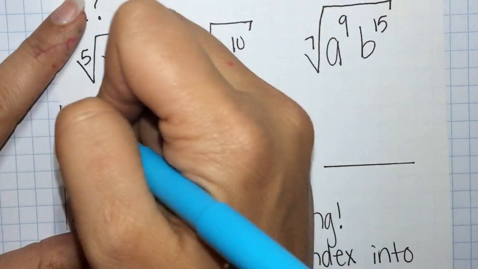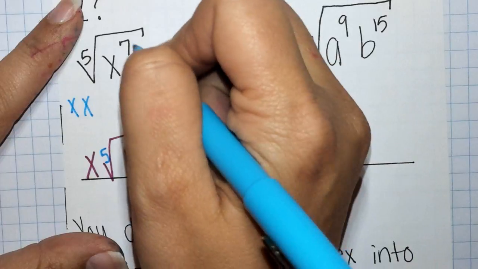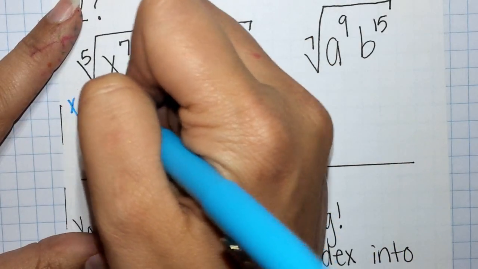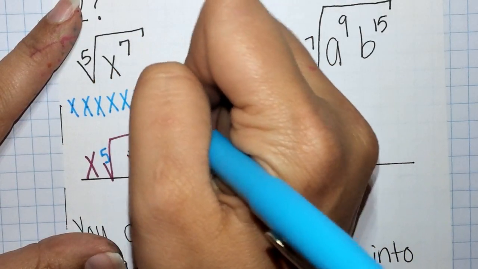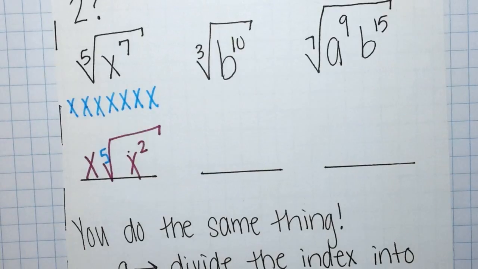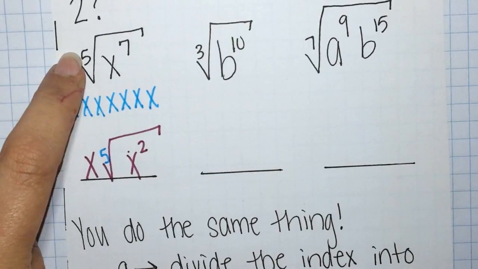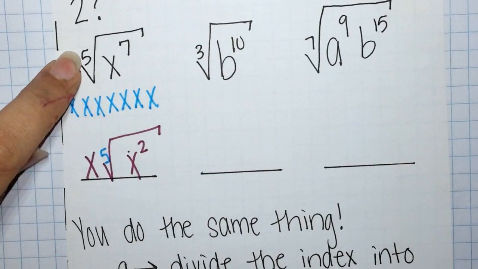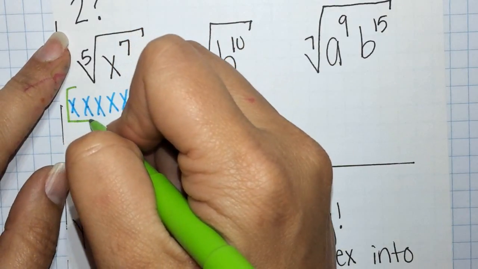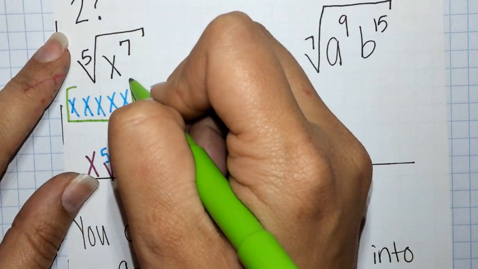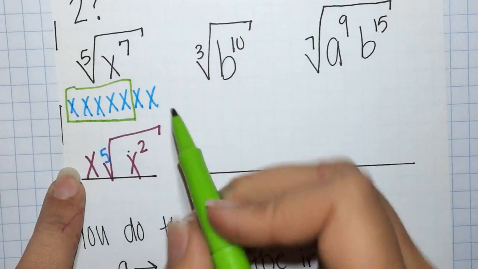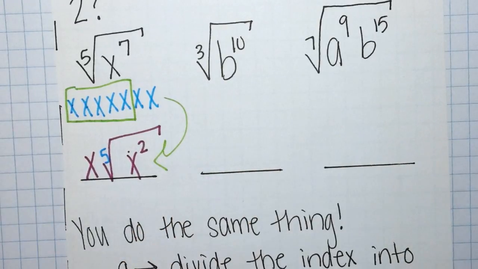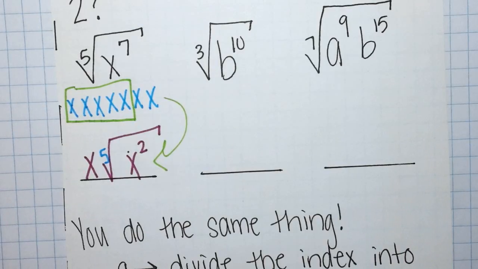Now, if you need to draw it out, let's draw 7 x's. 1, 2, 3, 4, 5, 6, 7. Now, we're putting them in groups of what? 5. Okay? So, 1, 2, 3, 4, 5. There's 1 group of 5 with 2 left over. Good.